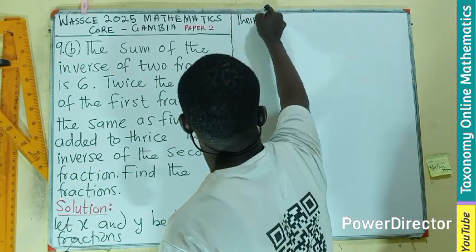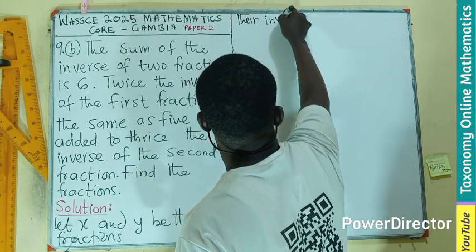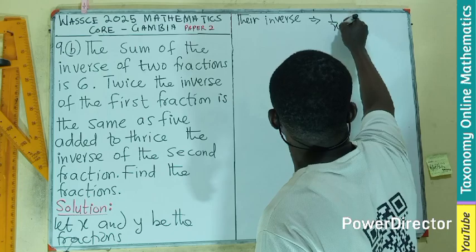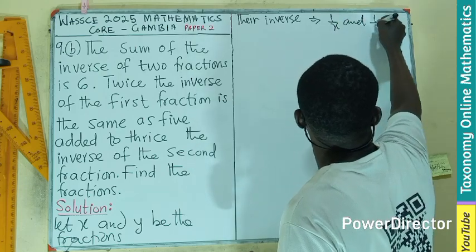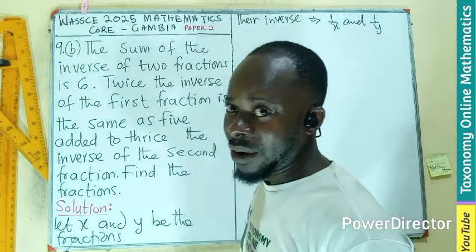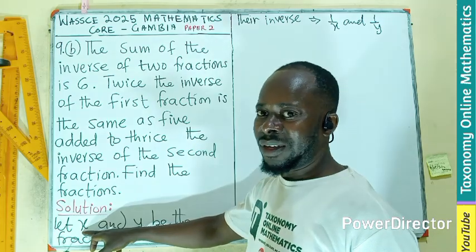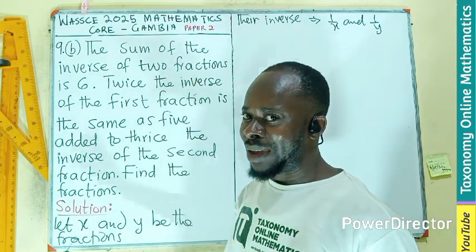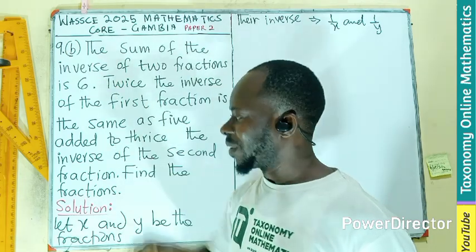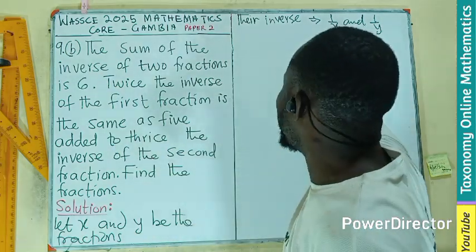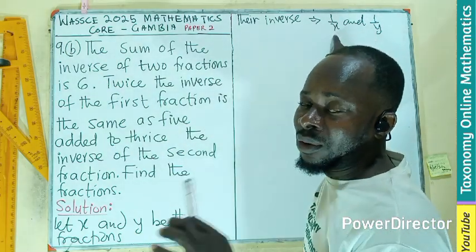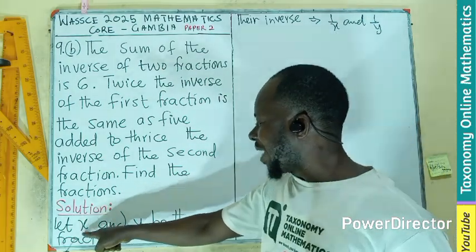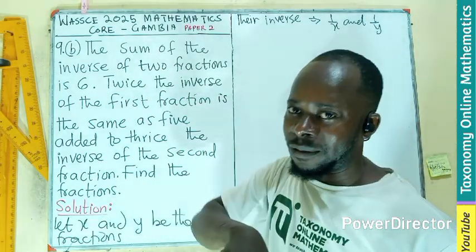So we can say that their inverse becomes 1 on x and 1 on y. Inverse, the reciprocal. So if you reciprocate this, the one from behind becomes the numerator. All right. We can also begin with this as the fraction we are dealing with. This is the first fraction, the second fraction, then x and y become its reciprocal.